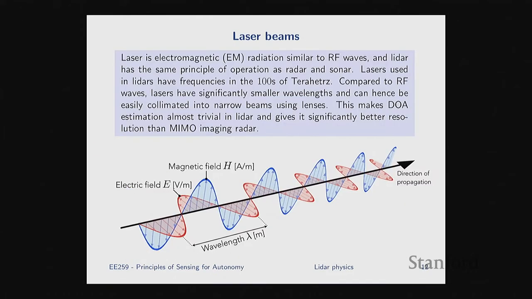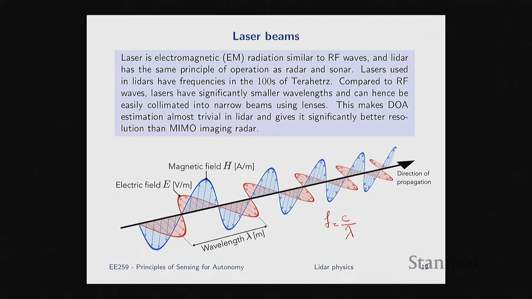So what is a laser beam? It's actually not different from RF waves. It is also electromagnetic radiation. So all the physics of electromagnetic waves that we talked about for radar also apply to LiDAR. They're governed by Maxwell's equations and things like that. The main difference is frequency or wavelength, which are related as we know. Frequency is just speed of light over wavelength. In LiDAR, we operate at much, much, much higher frequencies compared to radar.